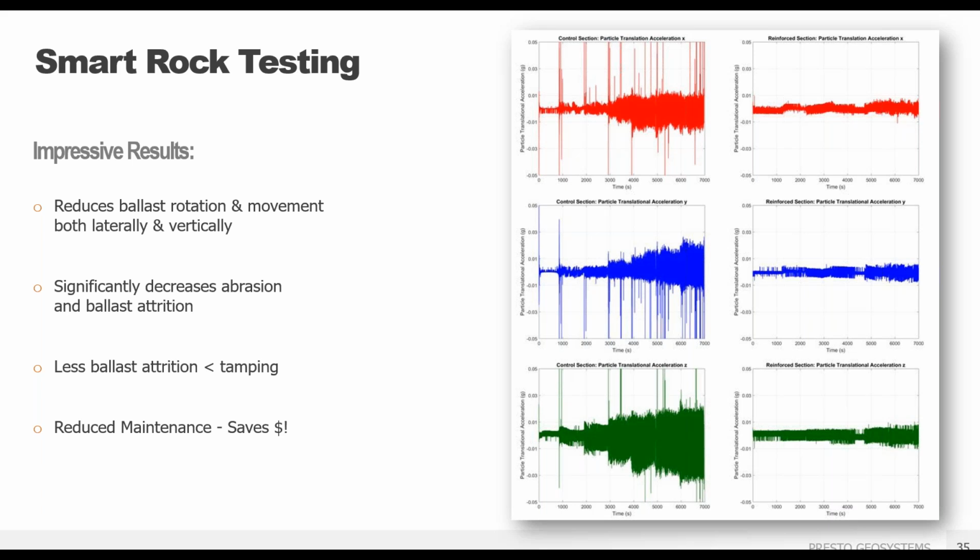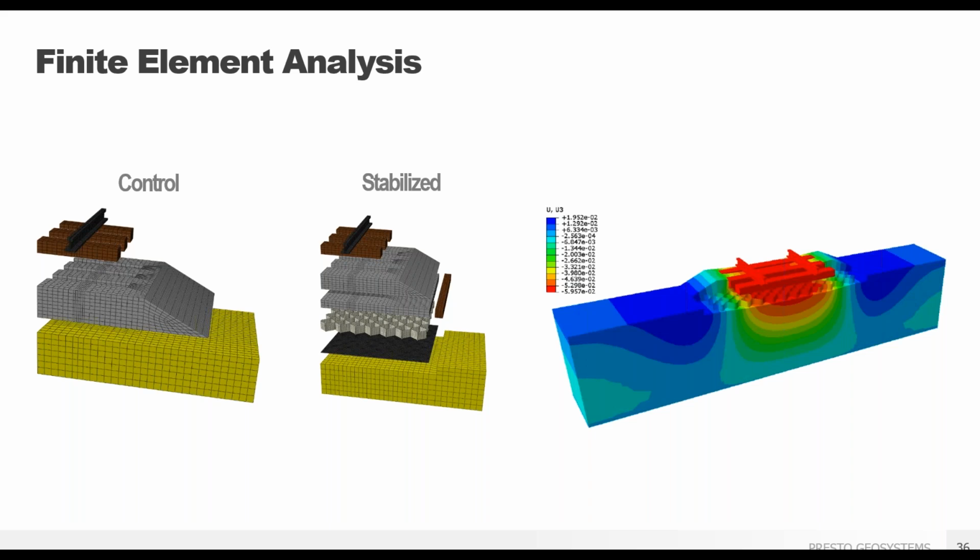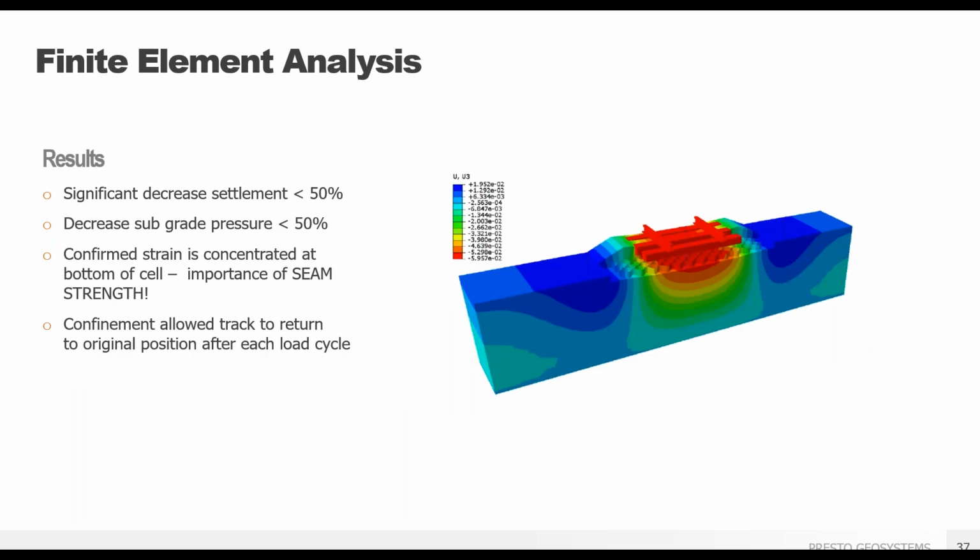So you're going to really get rid of the abrasion and ballast attrition. The smart rocks really did show that. We also did the finite element analysis, just to confirm other research studies that we've done on how GEOB reduces stress. GEOB used in a ballast application really does decrease settlement and subgrade pressures by at least 50%. So you get a significant reduction in the settlement, but also the subgrade pressure.